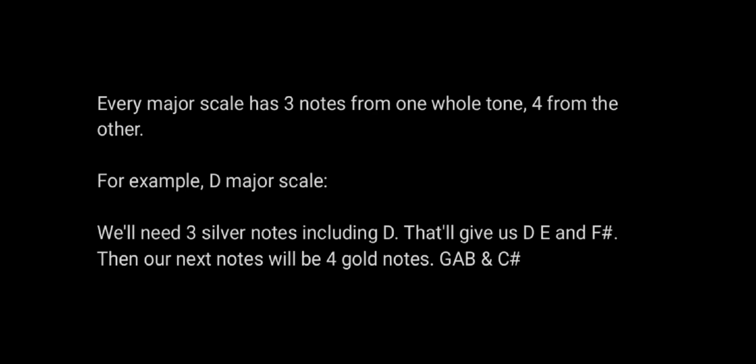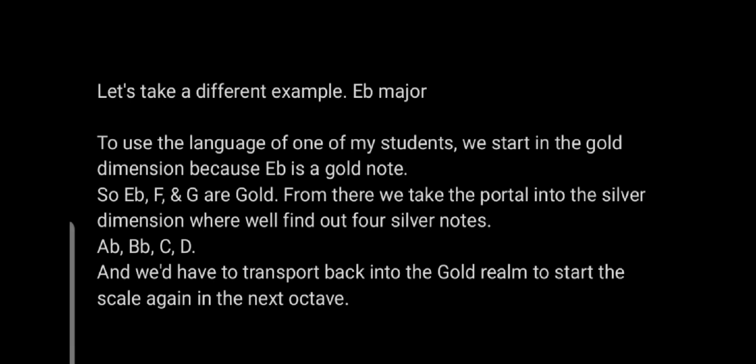Every major scale has 3 notes from one whole tone, 4 from the other. For example, D major scale. We'll need 3 silver notes, including D. That'll give us D, E, and F sharp. Then our next notes will be 4 gold notes: G, A, B, C sharp, and those are all the notes in the scale. Let's take a look at a different example.